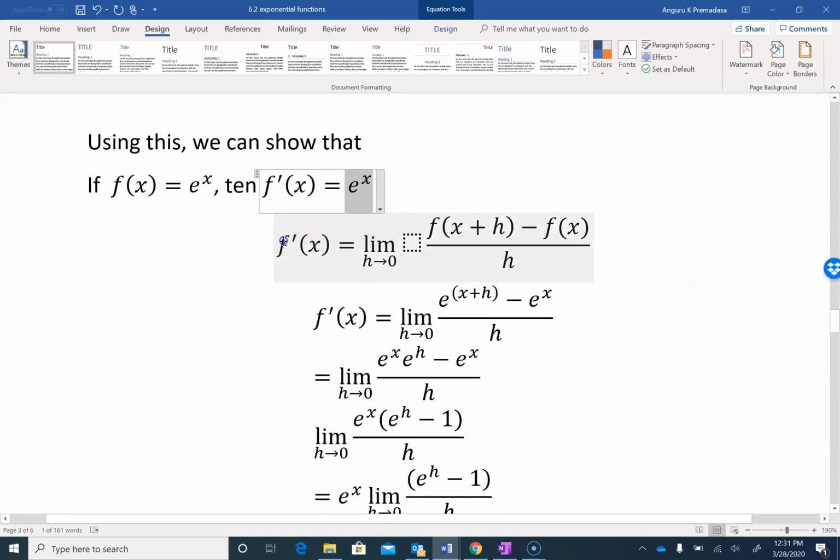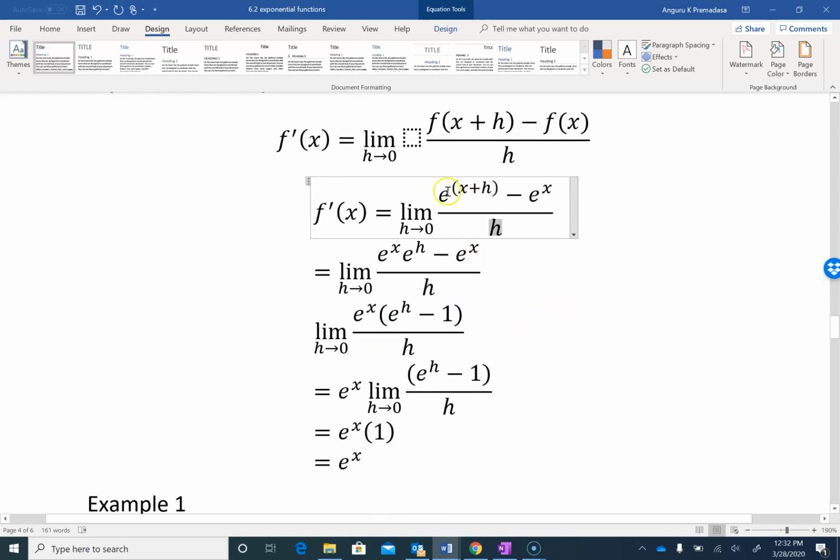We know by the limit definition of the derivative: f of x plus h minus f of x over h, limit as h goes to 0. What is f of x plus h? f of x is e to the x, so you replace the x by the quantity x plus h. Then x plus h minus f of x is once again e to the x, divided by h. Now this is an exponential of a sum, which can be broken up as a product. So that is e to the x times e to the h, minus e to the x, over h, and limit as h tends to 0.